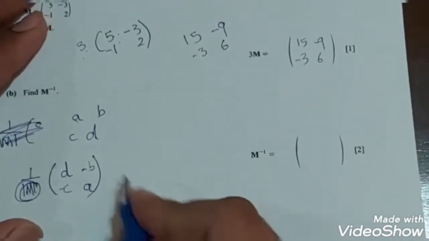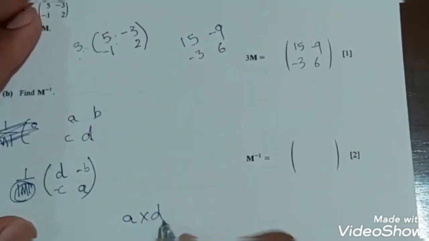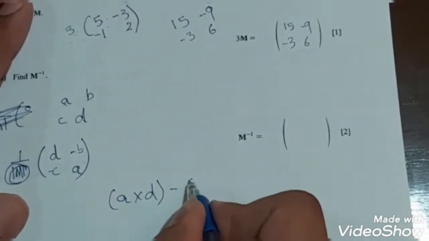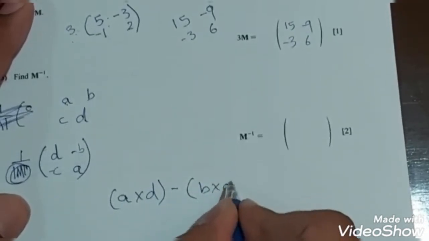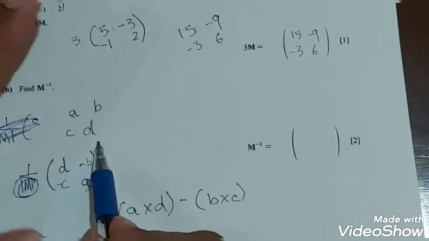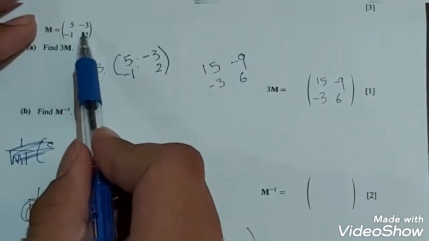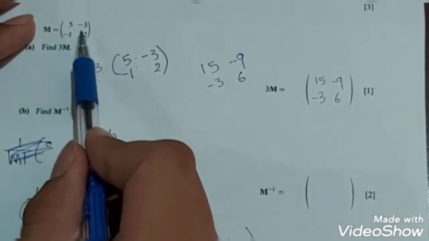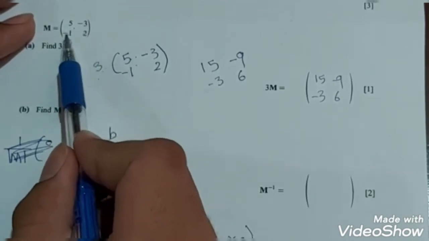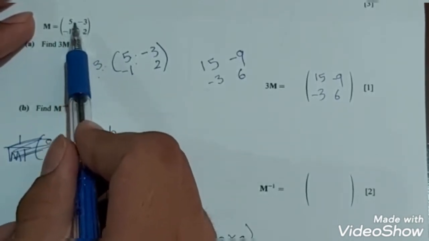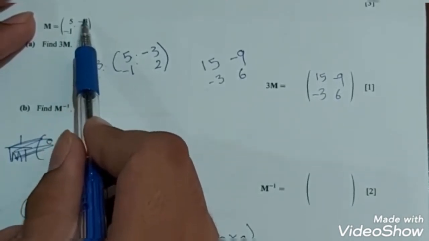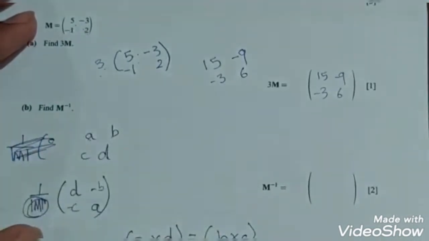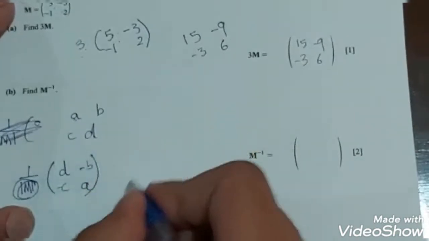We multiply A by D, and then we subtract this by B multiplied by C. We take the original matrix, this here, we multiply these both, and we find the product, and then we subtract the product of these two multiplied by this. Multiply these two numbers, find the answer, multiply these two numbers, and then subtract this by this. Let me show you the example.